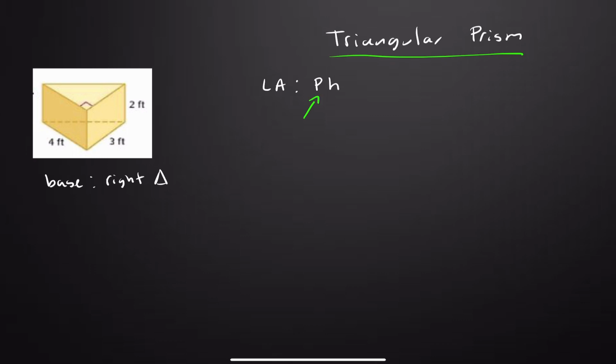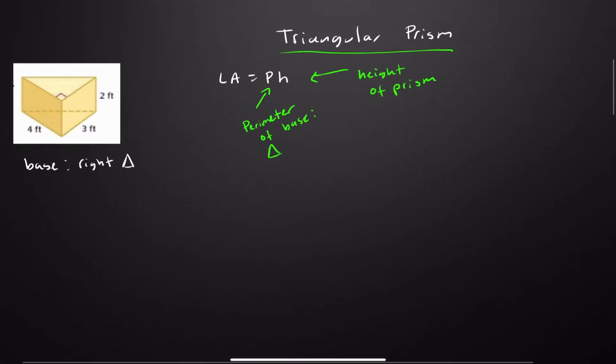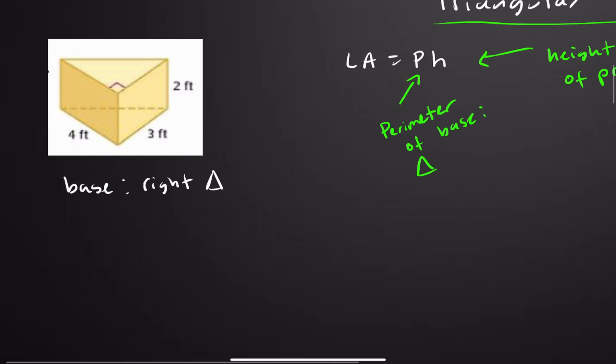So P is the perimeter of the base, which is a right triangle, and the height, which is a lowercase h, it's the height of the prism. So let's find the lateral area. So I need to first find the perimeter of the base, which is that right triangle there, right? So here are the two right triangles. Yes, because this face of this triangle is parallel and congruent to this face, they're both right triangles, okay?